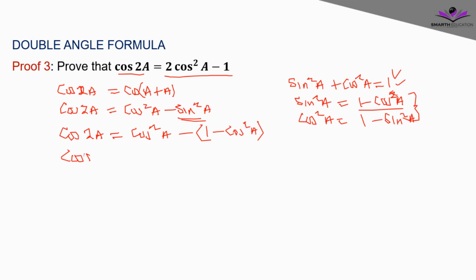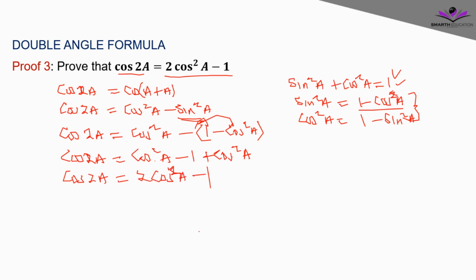Cos 2a is equal to cos squared a, then distribute the negative 1 there. It's going to be negative 1 plus cos squared a. Then cos squared a plus cos squared a is 2 cos squared a. So cos 2a is equal to 2 cos squared a minus 1.